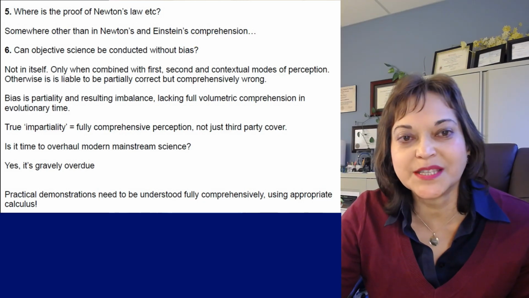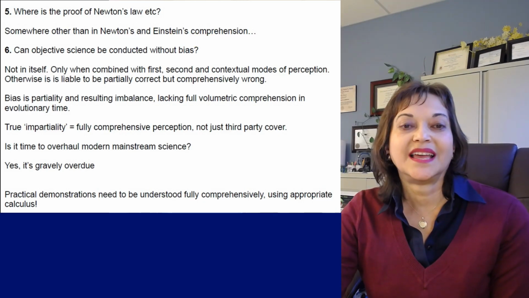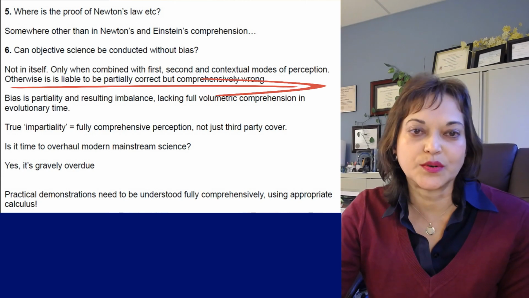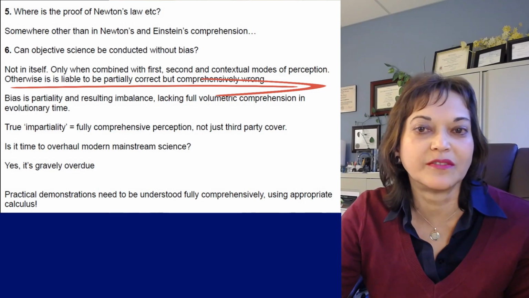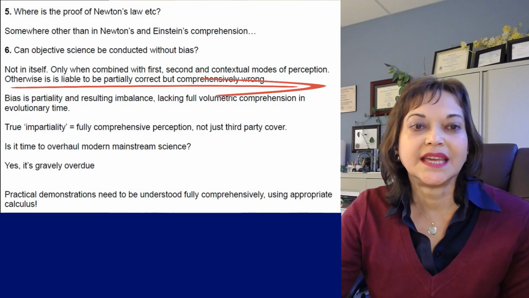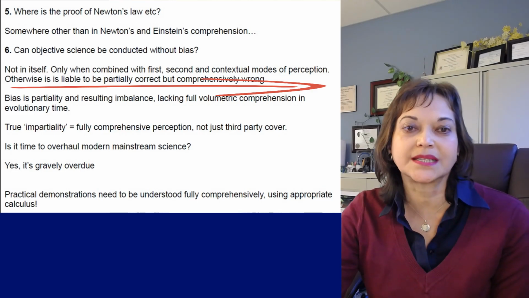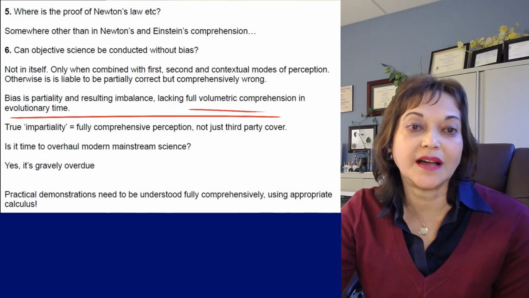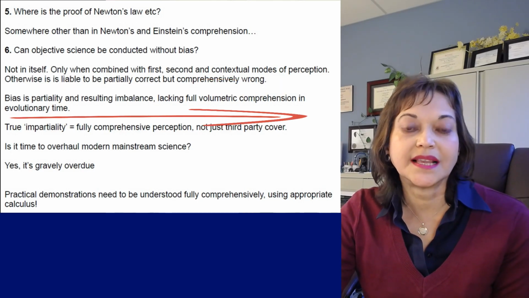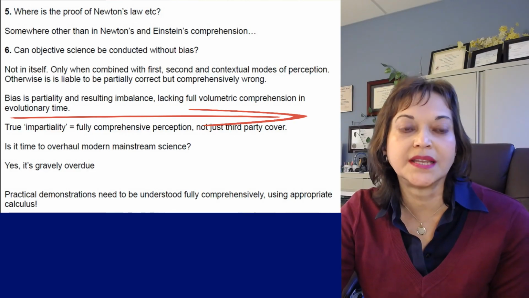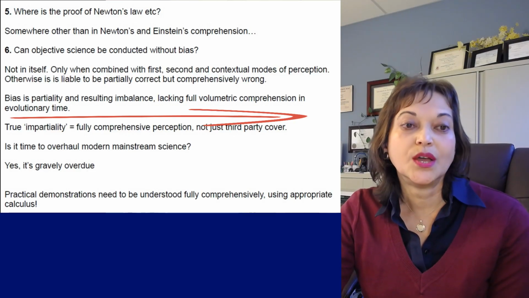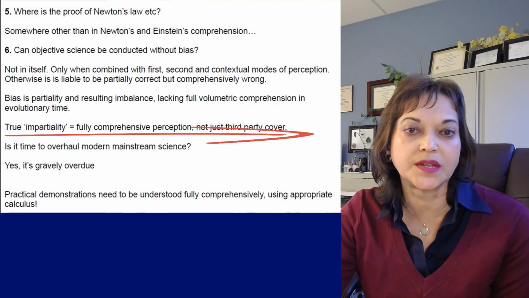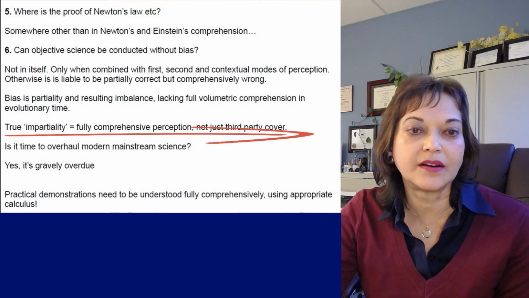Can objective science be conducted without bias? Alan: not in itself, only when combined with first, second, and contextual modes of perception. Otherwise, it is liable to be partially correct but comprehensively wrong. Bias is partiality and resulting imbalance, lacking full volumetric comprehension in evolutionary time. True impartiality equals fully comprehensive perception, not just third-party cover.